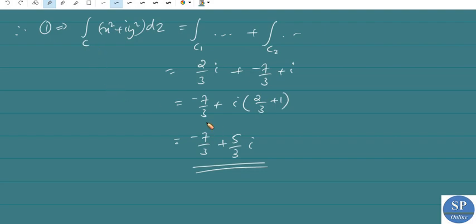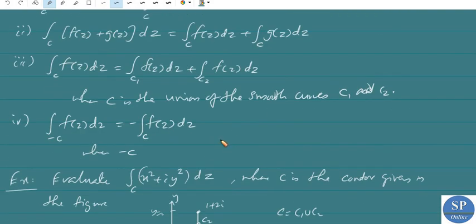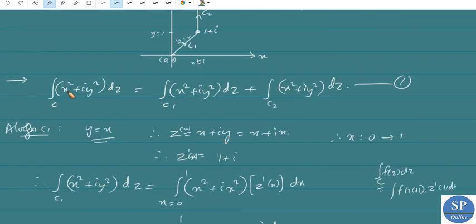Okay, so from this example we can say that the integral over c is nothing but the integral over c1 plus the integral over c2, where c1 and c2 are smooth curves such that c is the union of c1 and c2. Clear.